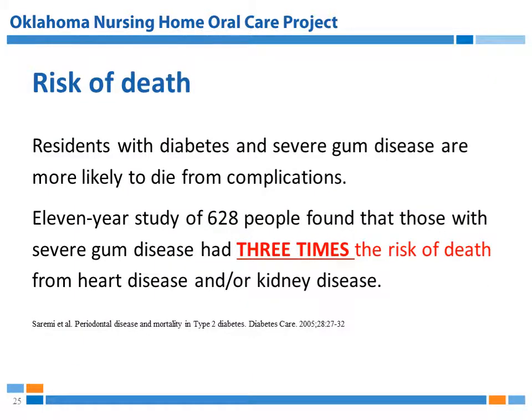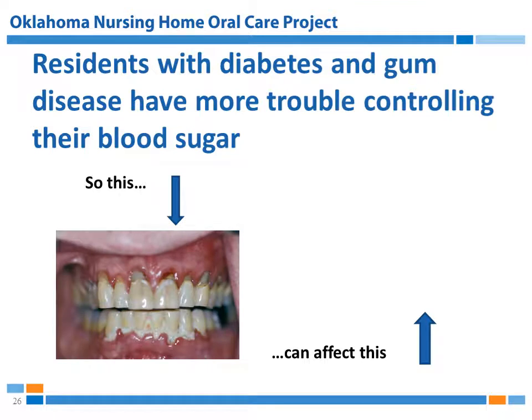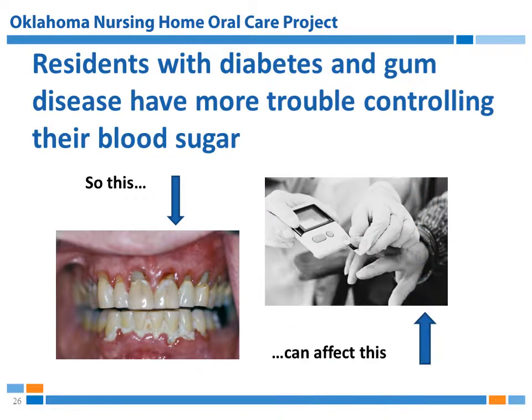Risk of death: residents with diabetes and severe gum disease are more likely to die from complications. An 11-year study of 628 people found that those with severe gum disease had 3 times the risk of death from heart disease and/or kidney disease. Wow. Residents with diabetes and gum disease have more trouble controlling their blood sugars. So this mouth right here can affect how your glucose readings come out.